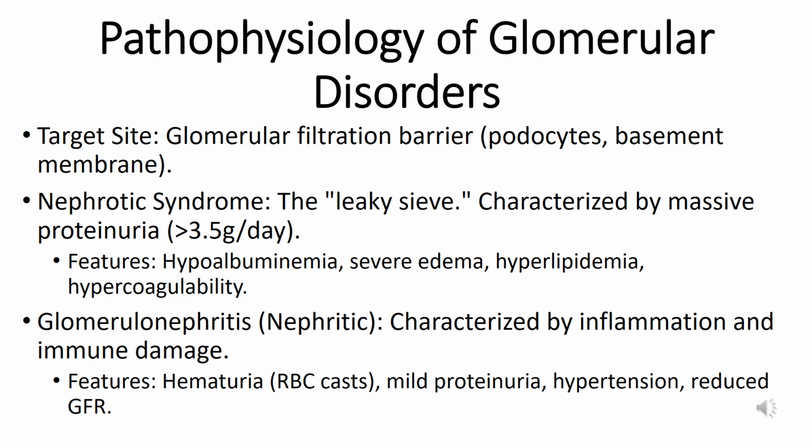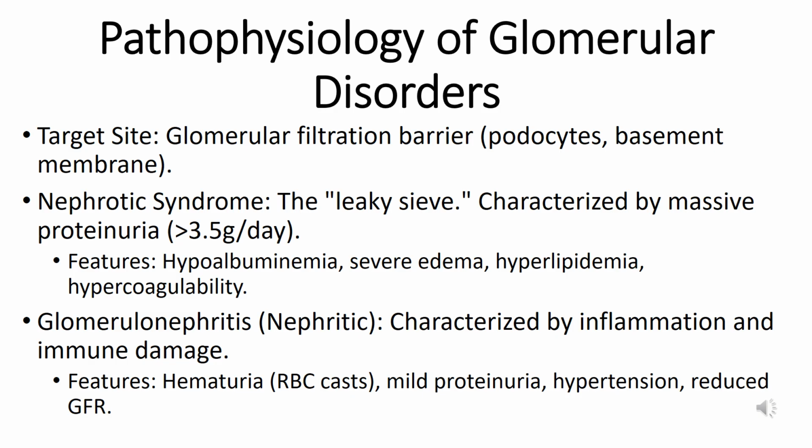This filtration barrier has several important components. These include the glomerular basement membrane and specialized cells called podocytes. Podocytes wrap around the glomerular capillaries. They form filtration slits that help control what passes through the barrier. When this filtration system is damaged, glomerular disease develops. The two major clinical patterns are nephrotic syndrome and nephritic syndrome. Let's start with nephrotic syndrome.